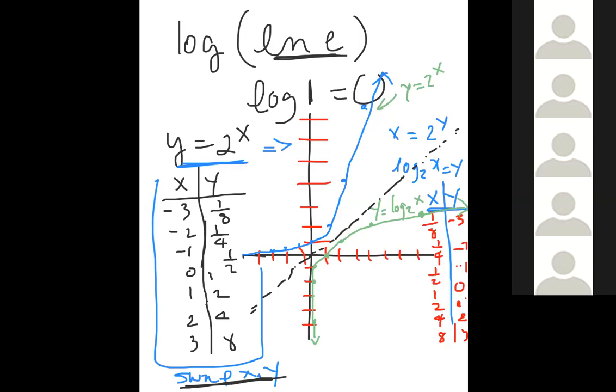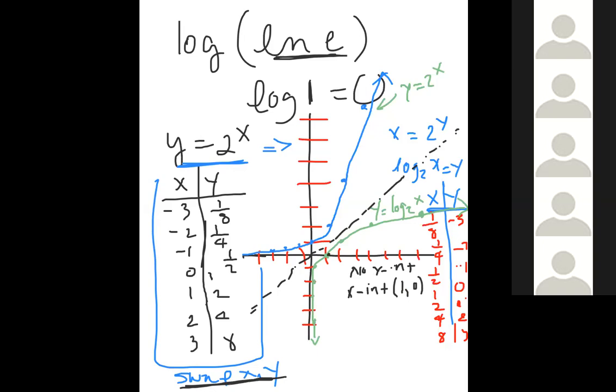Does the graph of the log function have a y-intercept? Does it ever intersect the y-axis? No. No y-intercept. And we're going to get to that as to why that is, okay? Now you will notice it has an x-intercept. The x-intercept for this one is going to be at (1, 0). Are you guys okay with that?